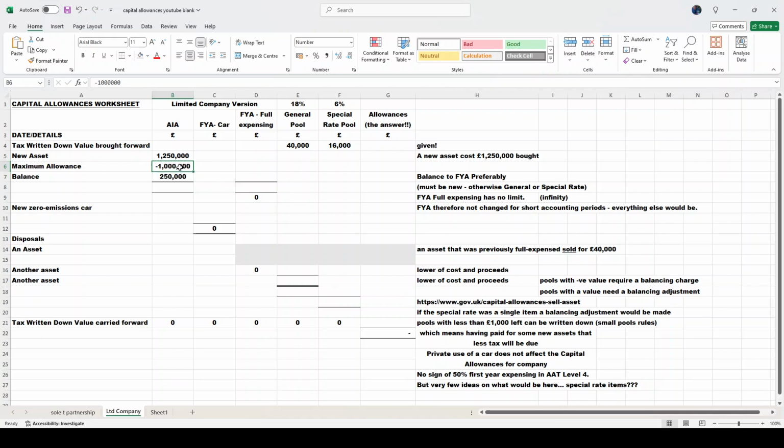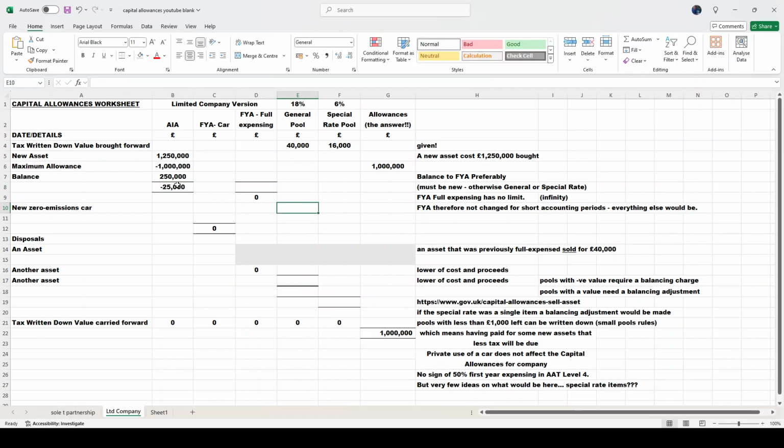So that 1 million is what we can claim back as a capital allowance against our profits to reduce our tax bill. It's a reward for investing in new machinery or second-hand machinery. End result, we've still got the 250,000. We just need to move that somewhere.